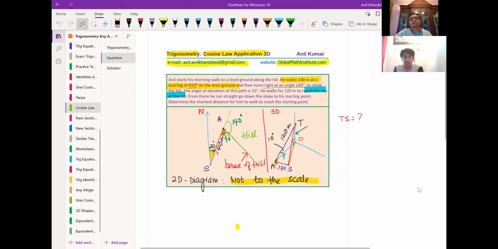Okay. Can you please read this question? Anil starts his morning walk on level ground along the hill. He walks 140 meters at a bearing of 20 degrees on the level ground and then turns right at an angle of 140 degrees to climb the hill. The angle of elevation of this path is 15 degrees. He walks for 120 meters to reach the top of the hill. From there, he can go straight down the slope to his starting point. Determine the shortest distance for him to walk to reach the starting point.